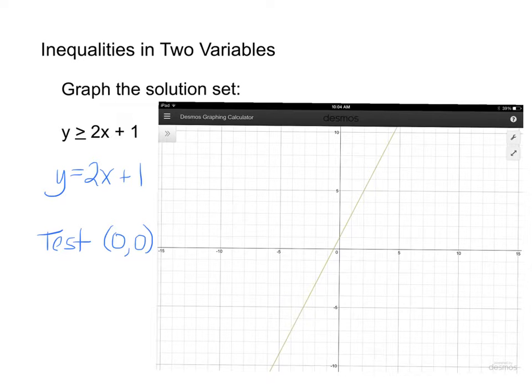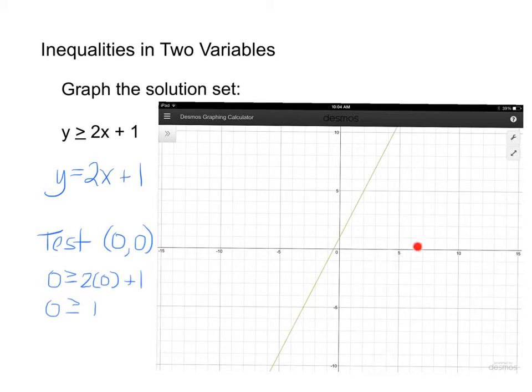So I'm going to take that original inequality, y is greater than or equal to 2x plus 1, and I'm going to test this point 0, 0, and I'm going to see, is that point a part of the solution or not? So I go 0 is greater than or equal to 2 times 0 plus 1, and I get 0 is greater than or equal to 1 when I simplify that. Is that a true or a false statement? False. What that means is where 0, 0 is, which is to the right of this boundary line, this is not part of the solution set.